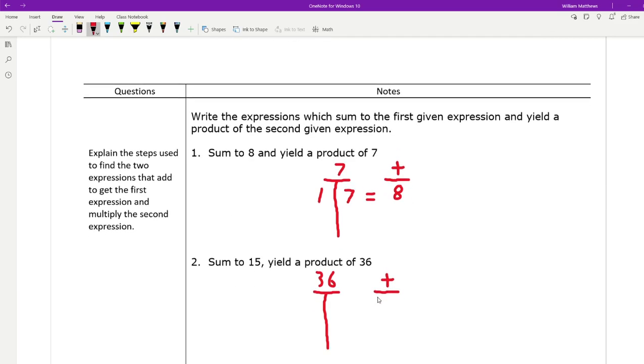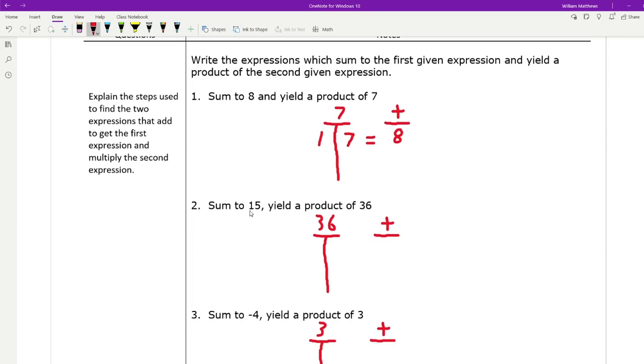Now, not all of the multiplication is going to be adding up to equal the second number. For example, product of 36, we could use 1 and 36. Any number that we are finding the product of, or using as the product, we can always start with 1 times itself. Now when I do this, it adds up to equal 37, which is not the number that we are looking for.